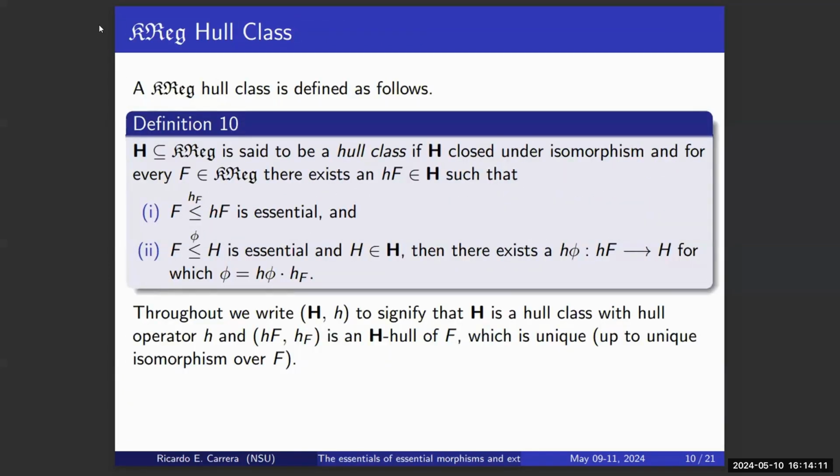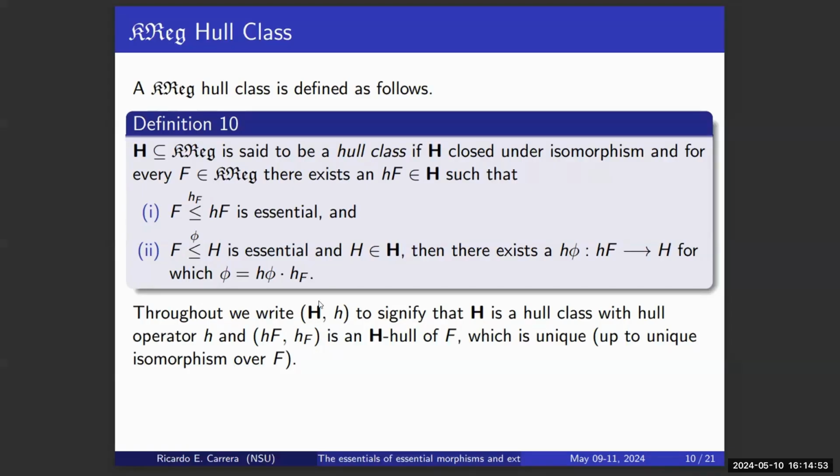Right. So I'm going to go ahead and give you now the definition of a Hall class. And so a kReg Hall class is defined in the following fashion. So a class of kReg objects is said to be a Hall class if it's closed under isomorphic copies. Okay, and for every F in kReg, there exists an H of F in H, such that H of F is an essential extension of F. And whenever you have any other essential extension over F, and H belongs to H, then there exists a map H of phi from H of F to H for which this composition holds.